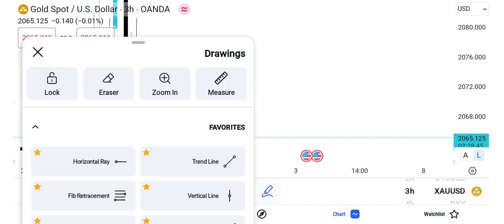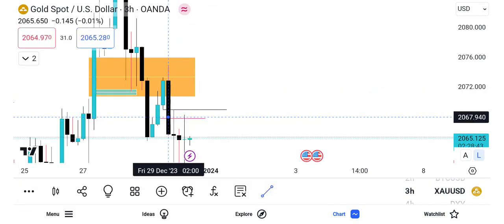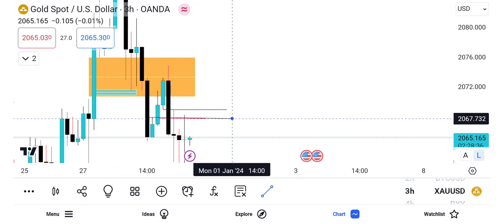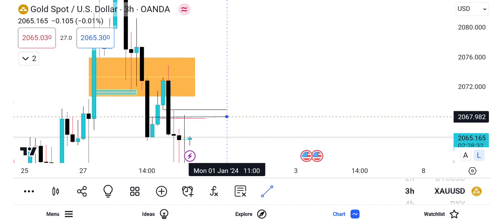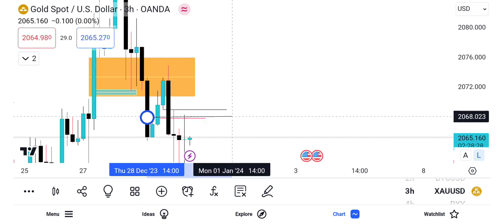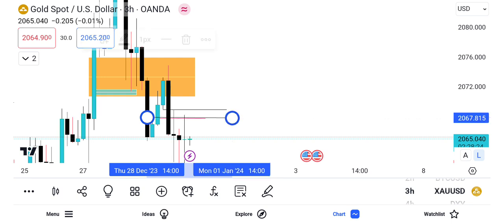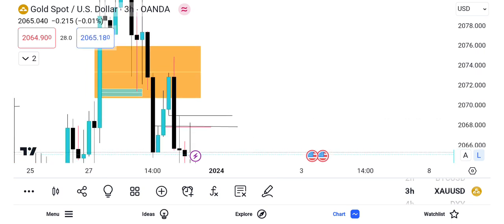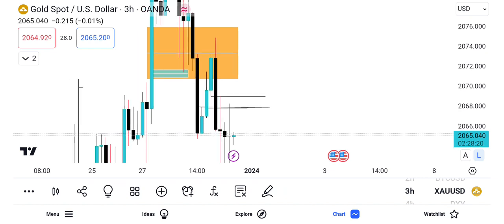I'm using this because it will be kind of cleaner, and I'll be giving how I'd seen price before. My other chart is so dirty, so that's why I'm using this one to explain how I did trade price. So you can see this 3-hour inversion fair value gap.